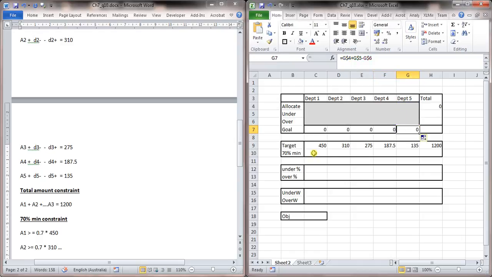So now 70% target is equal to 0.7 multiplied by value. We'll fix the row again and we'll extend it. Okay. Now this is how much it is underachieved and its percentage.